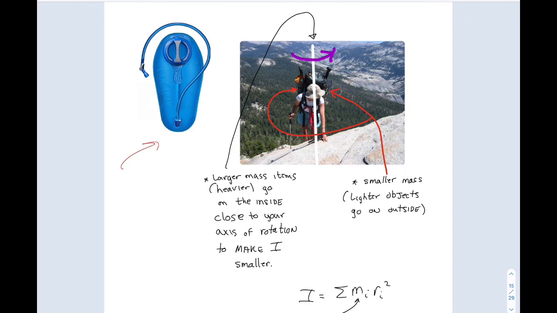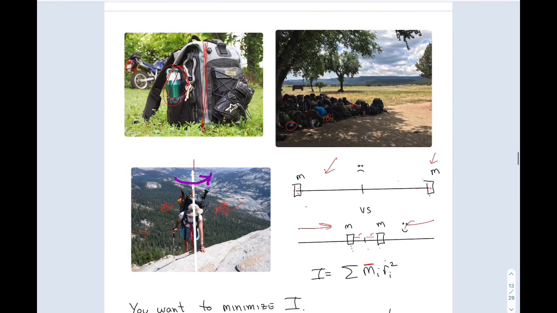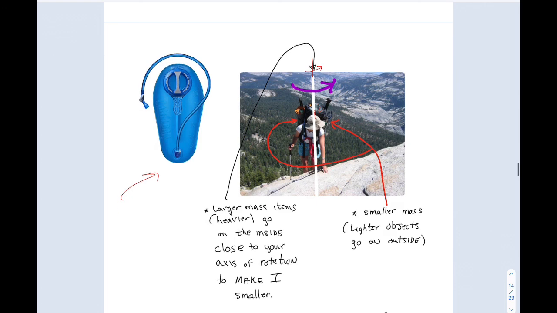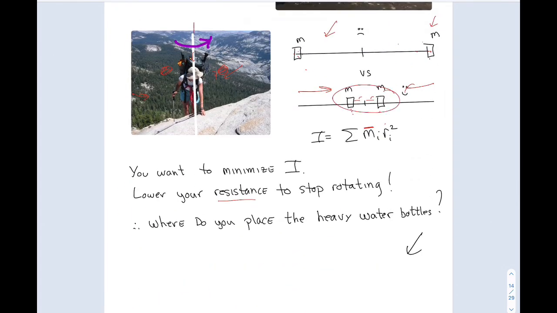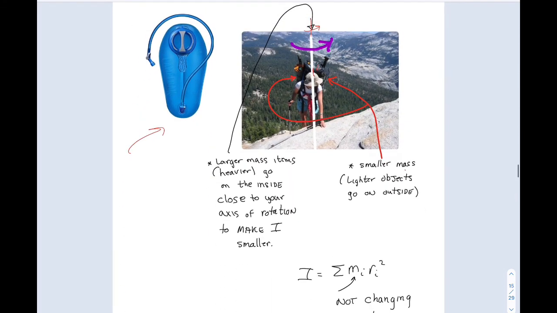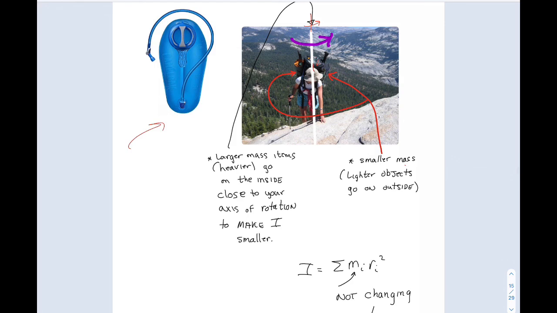So what you do is you take all that heavy water that used to be on the outside, and you put it close to the axis of rotation. So it goes in the back of your pack. It's still in the pack, but it's close to your back, so it's close to that axis of rotation. So it looks more like that rather than that. The smaller mass objects, for example your sleeping pad or something that doesn't weigh a lot, goes on the outside. That can go far from the axis of rotation. The larger mass items, the heavier items like your water, you want to put inside close to the axis of rotation to make the moment of inertia smaller.